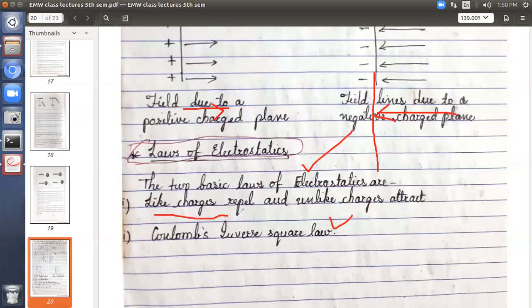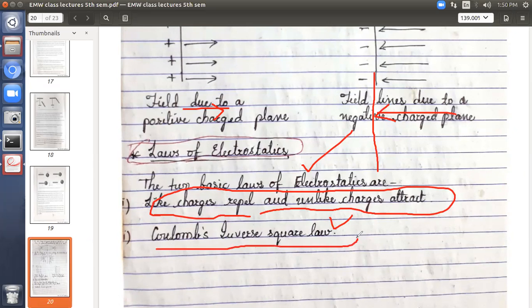Two laws of electrostatics. One is that like charges repel, unlike charges attract each other. You know this already from childhood, you have been learning this. And the second law of electrostatics is Coulomb's inverse square law.